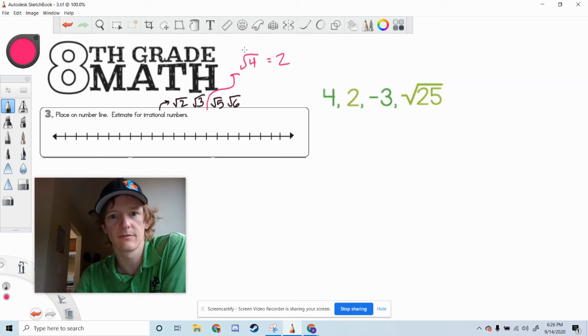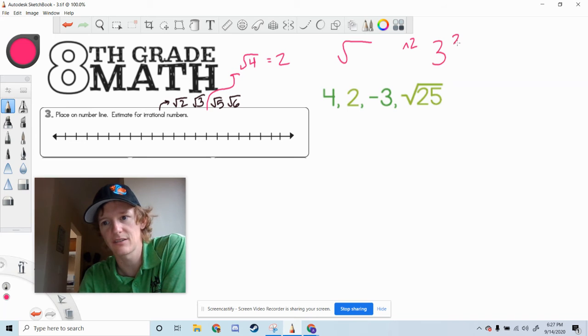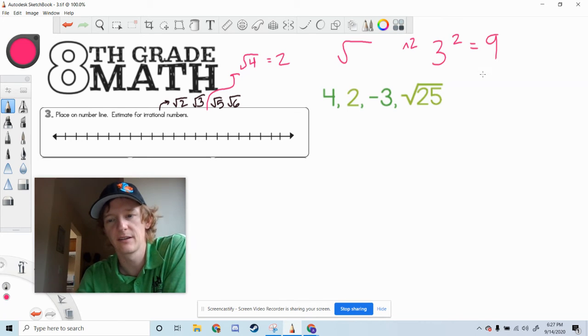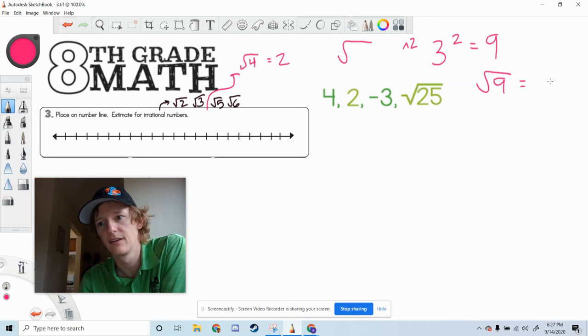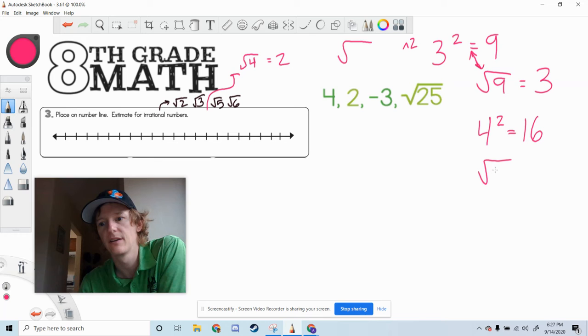So this symbol is the inverse of to the power of 2. So like 3 to the second power, that equals 9. So the square root of 9 equals 3. Okay, those are like reverse of each other. All right, and another one would be 4 to the second power equals 16. So the square root of 16 equals 4.